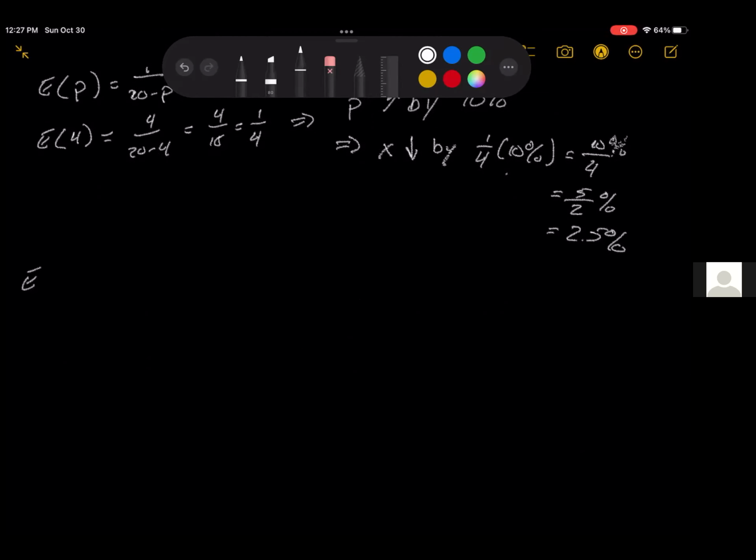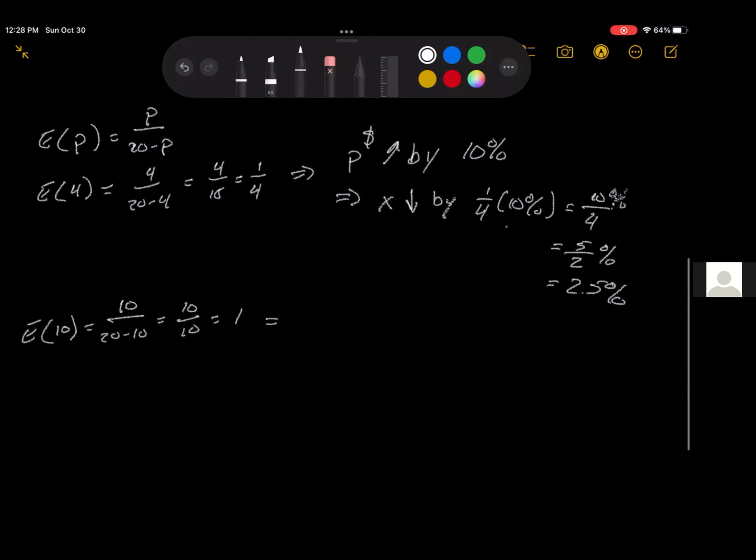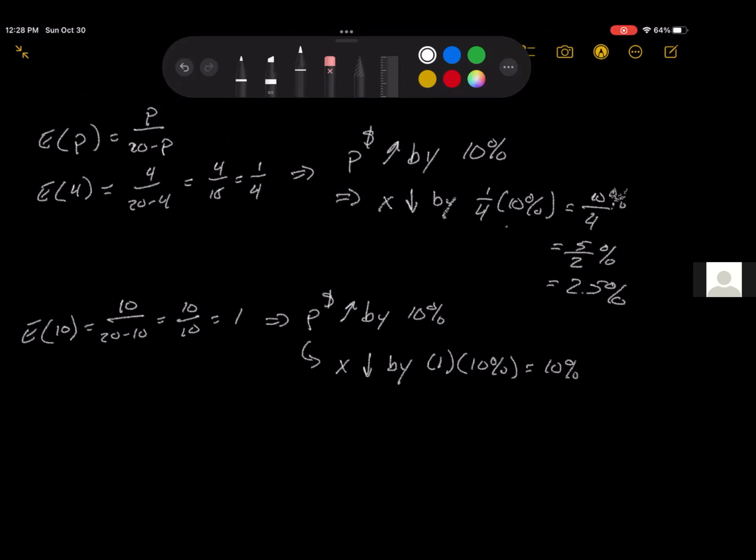Let's look at the elasticity at the price point of $10. So this will be 10 divided by 20 minus 10, or 10 over 10, or 1. So I can reach a similar conclusion. If price measured in dollars is increased by 10%, that is going to imply that my demand is going to decrease by the exact same amount, right? The ratio is 1, so they change at the same rate. So if I raise my price by 10%, then my demand is also going to decrease by 10% of that population.